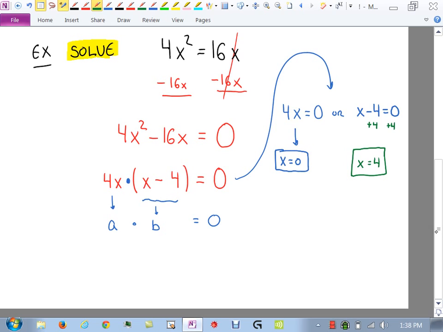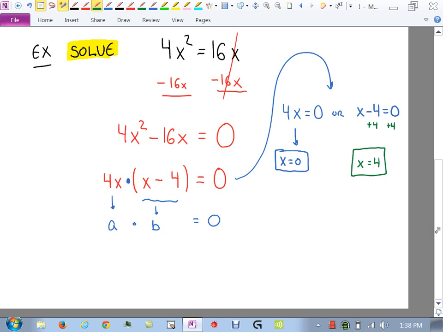How about 4? Well, what's 4 squared? 16 times 4 is 64, right? So 64 equals 64. Those are the two ways to make that statement true.